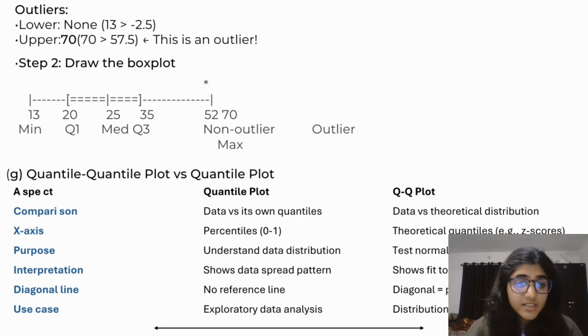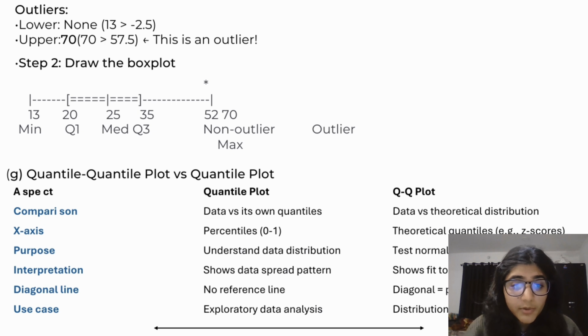And now the G part is we need to compare the quantile plot versus the QQ plot. So we will take the x-axis as comparison. In the quantile plot we have data versus its own quantiles, and in the QQ plot we have data versus a theoretical distribution. In the quantile plot, the x-axis is percentile from 0 to 1, and in the QQ plot the x-axis is theoretical quantiles, for example z-scores.